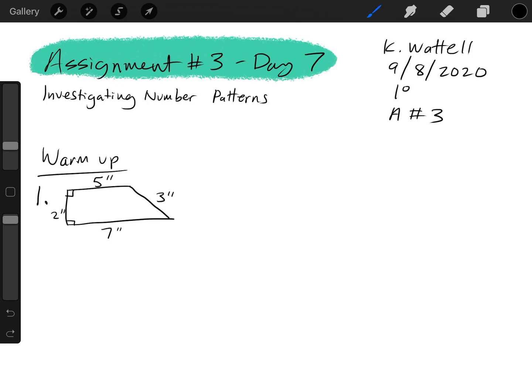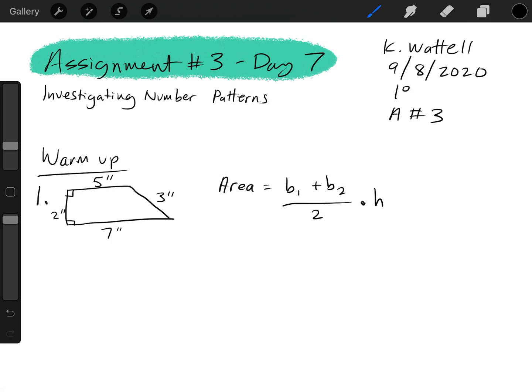Warm up, at least through problem 1, which is finding the area and perimeter of this trapezoid. So remember that the area formula for a trapezoid, it's a little confusing, but it's not too bad once you get it. It's base 1 plus base 2, divide that by 2, and then we'll multiply by the height.